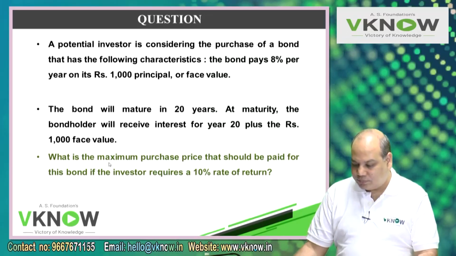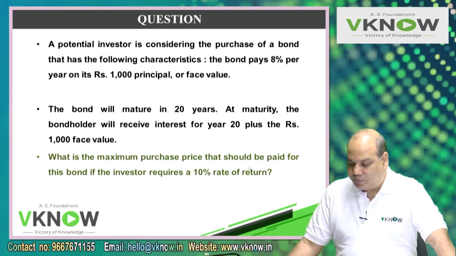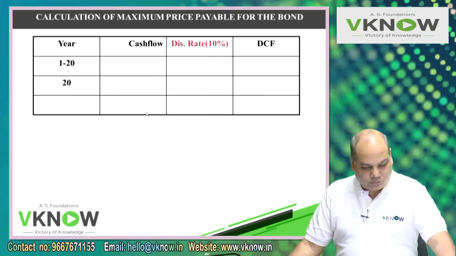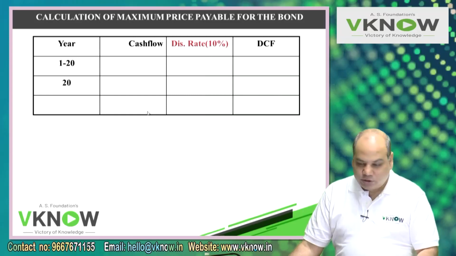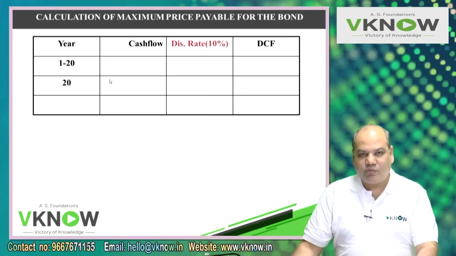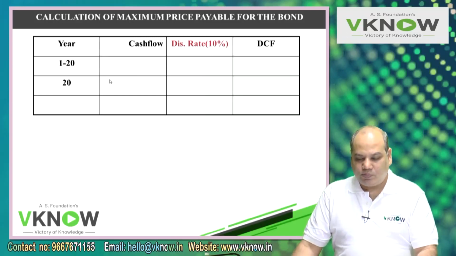Now the question is, what is the maximum purchase price that should be paid for this bond if the investor requires a 10% rate of return? So that is your discount rate. So write down in the book only or in your notebook as you wish. Calculation of maximum price payable for the bond.